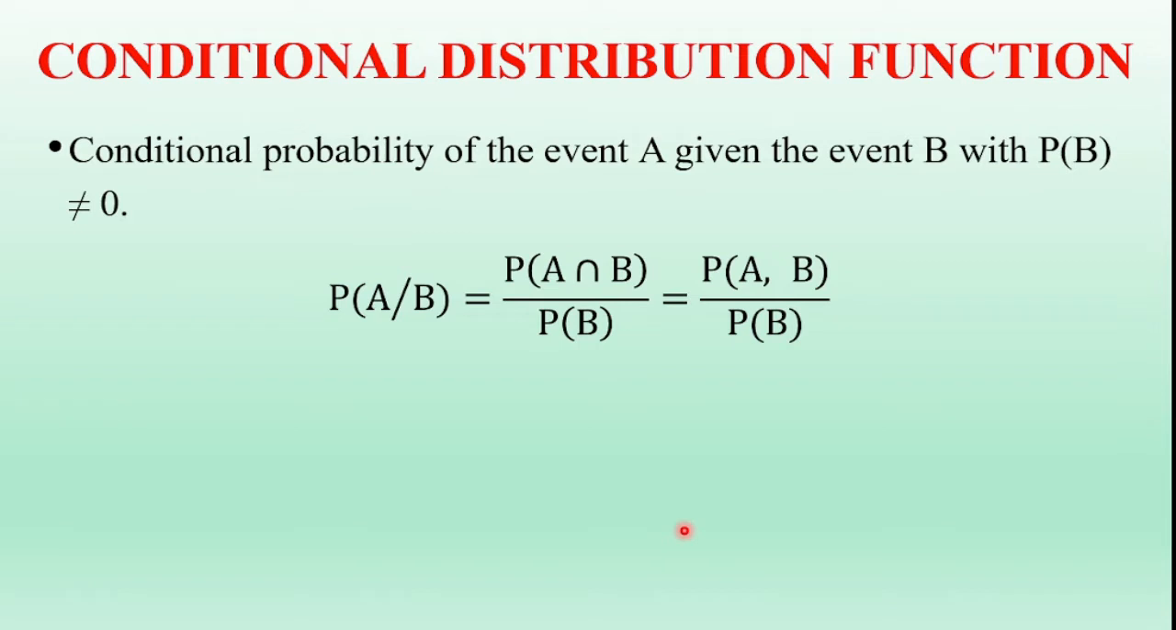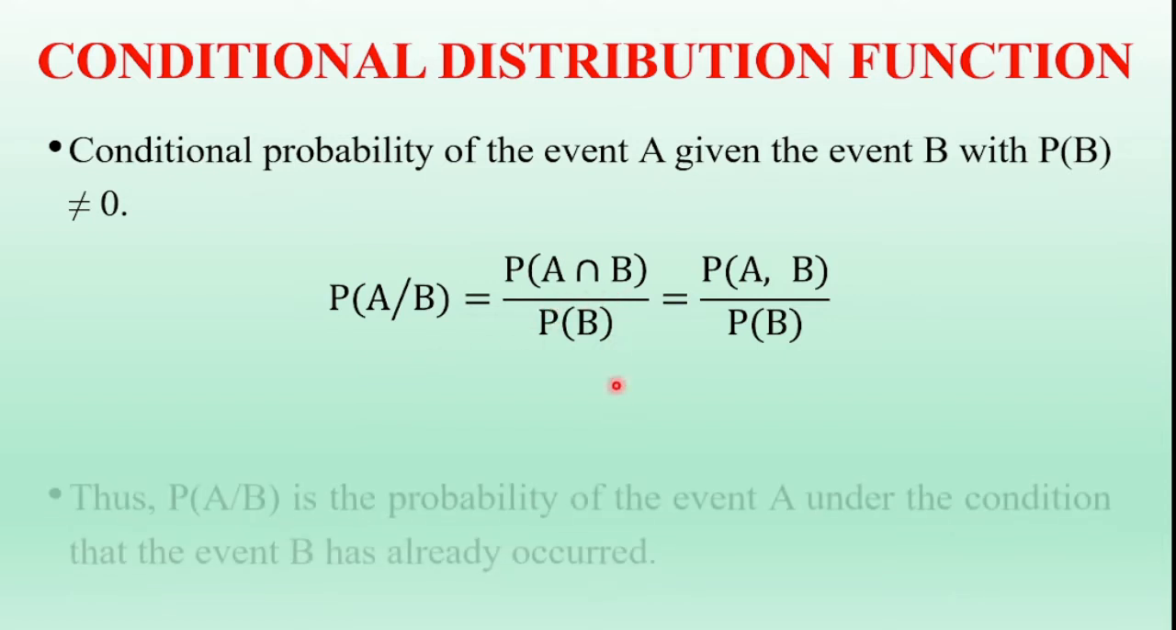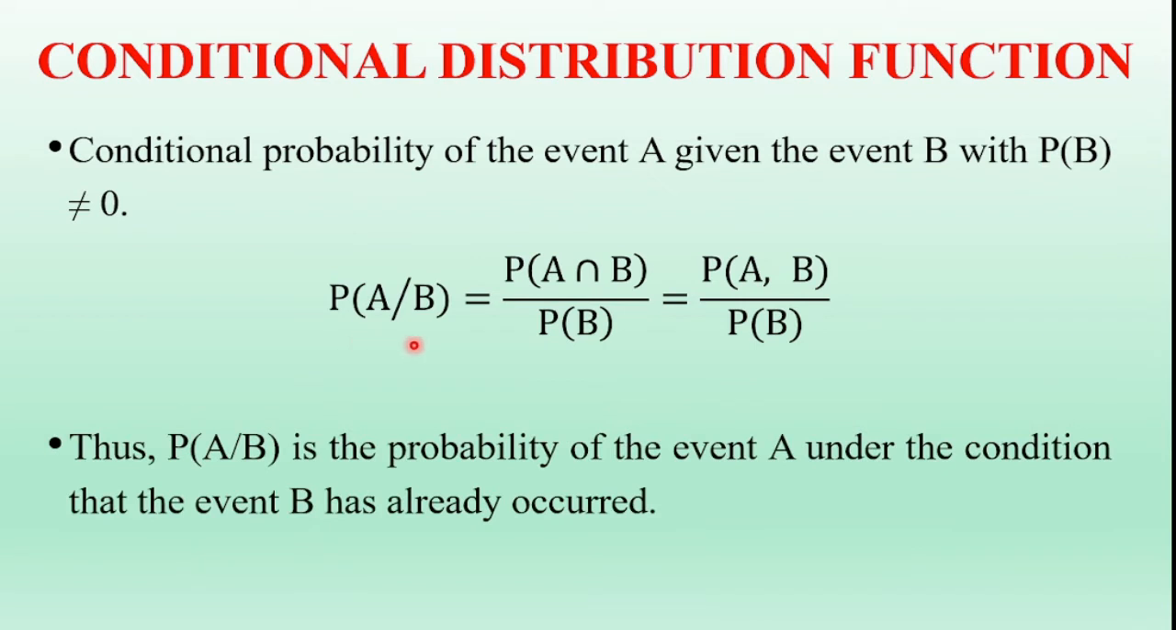Before going to the conditional distribution function, what is conditional probability? The conditional probability of the event A given that event B occurs, with P of B not equal to 0, is P of A by B equal to P of A intersection B divided by P of B. This P of A by B is usually read as the probability of the event A under the condition that the event B has already occurred. This one is already discussed in my previous videos.